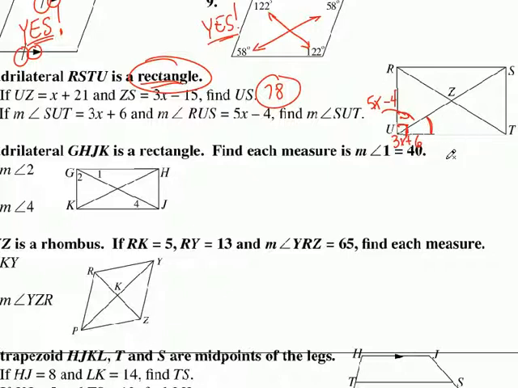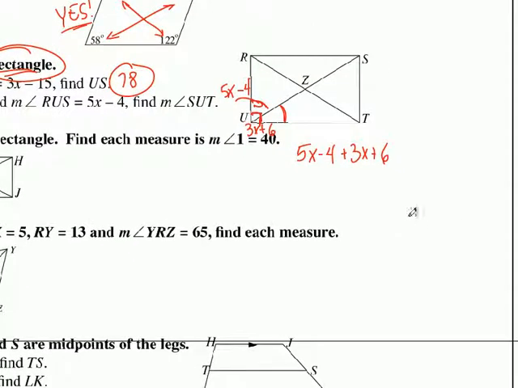I know it's a little sloppy, but let's... So 5x minus 4 plus 3x plus 6 equals what? 90 degrees. Everybody see that? Alright, good. Because it's a right angle. This angle and this angle form this right angle, so they add up to be a 90 degree angle. 5x plus 3x is 8x. Negative 4 plus 6 is positive 2 equals 90. Subtract a 2 from both sides. So 8x equals 88. Divide by 8, x equals 11.